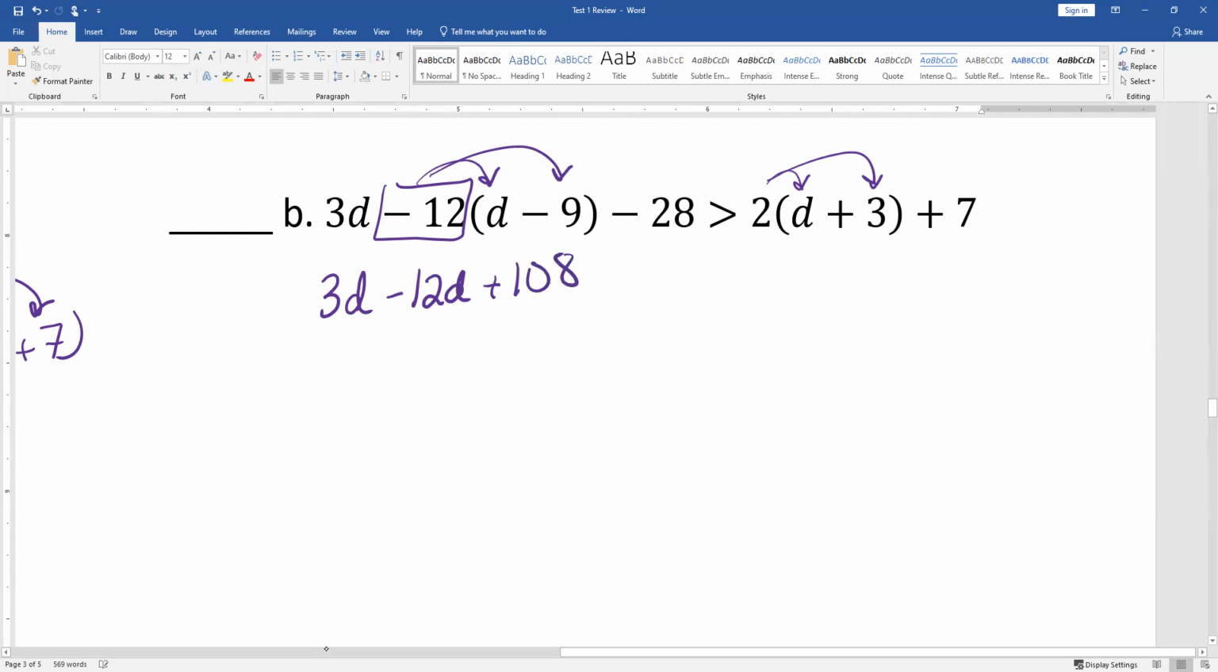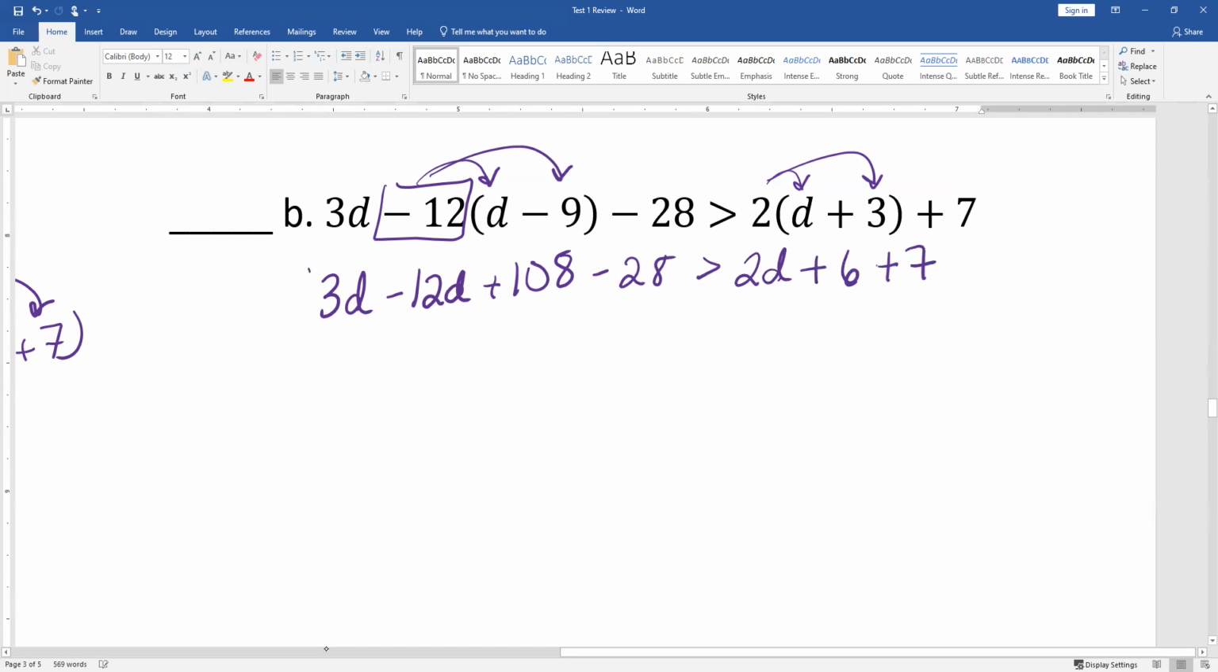Don't do like I did. Somehow when I first did this, I calculated 12 times 9 is 84. It's not. So that's 108, and it's positive because negative times negative. Minus 28 is greater than 2D plus 6 plus 7.